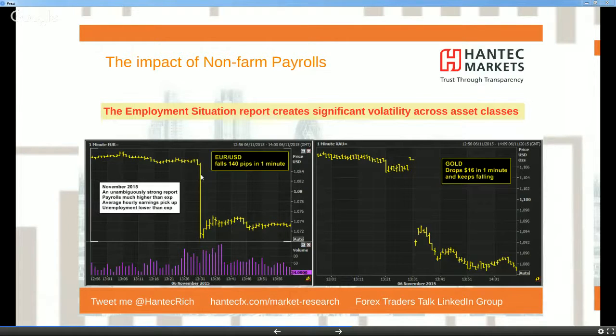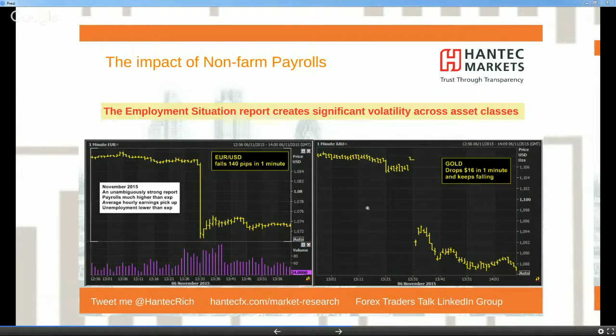And what happened? Well, euro dollar fell 140 pips in a minute. So you had a really strong move on payrolls, a really strong report, and a strong move in the dollar, a strong move on euro dollar to the downside. Not only that, you saw gold dropping $16 in a minute as well. So again, you got moves across asset classes. So you need to watch out for gold. Gold is a very volatile mover on payrolls.